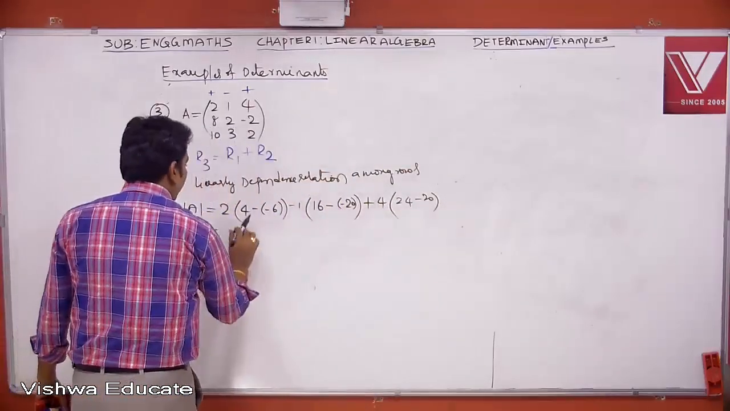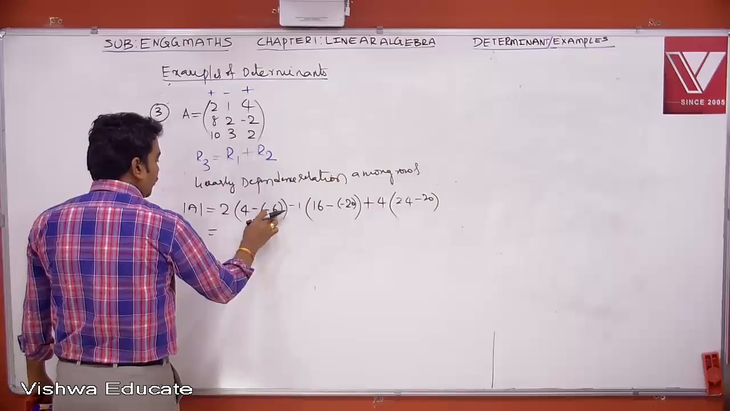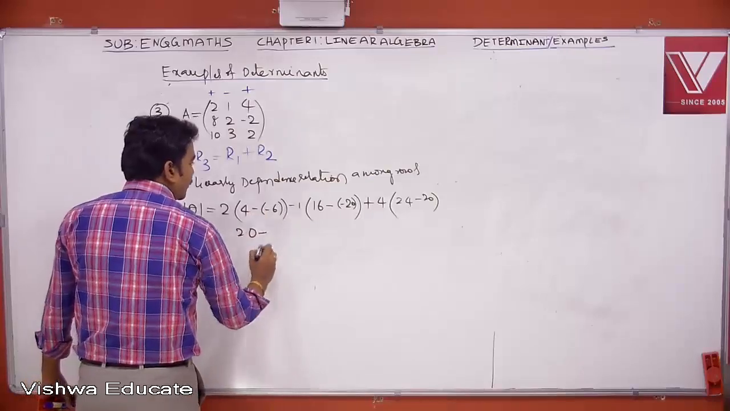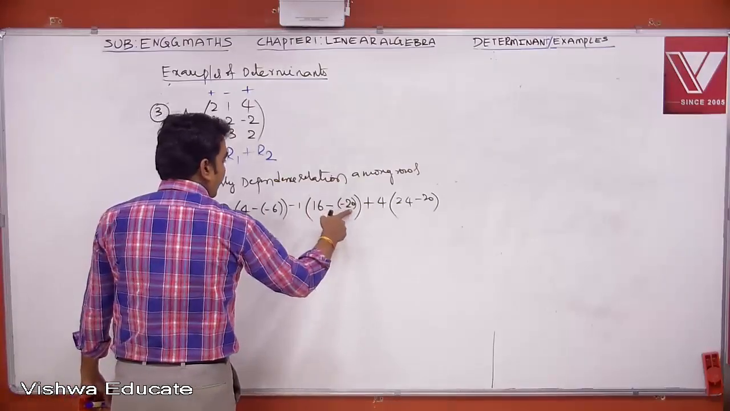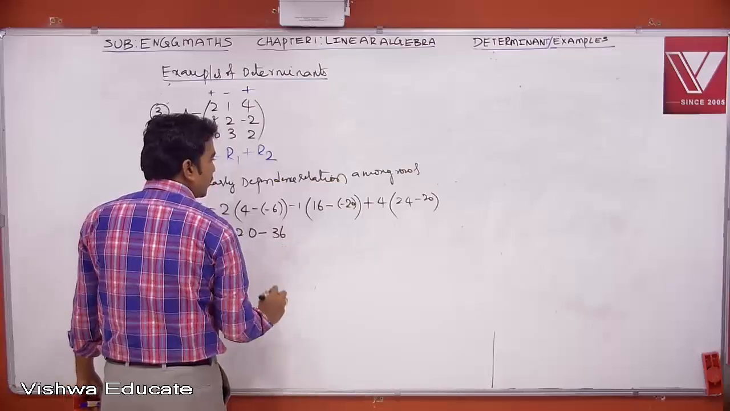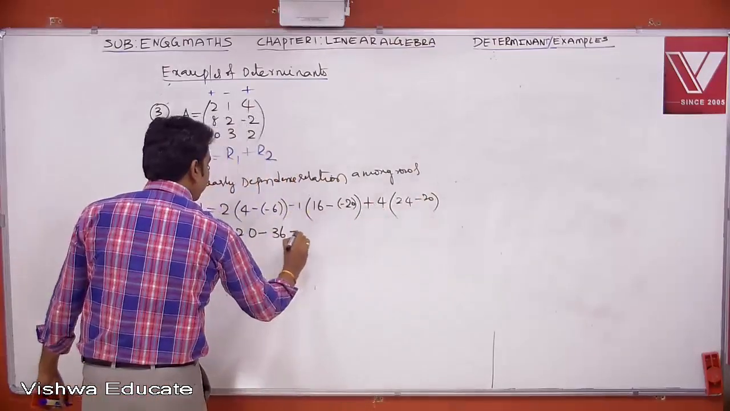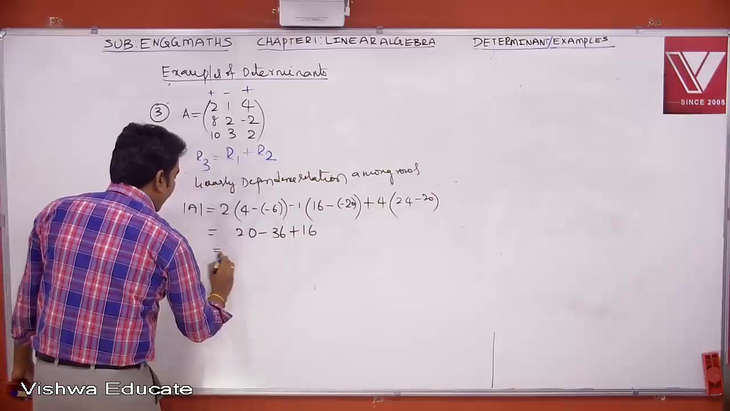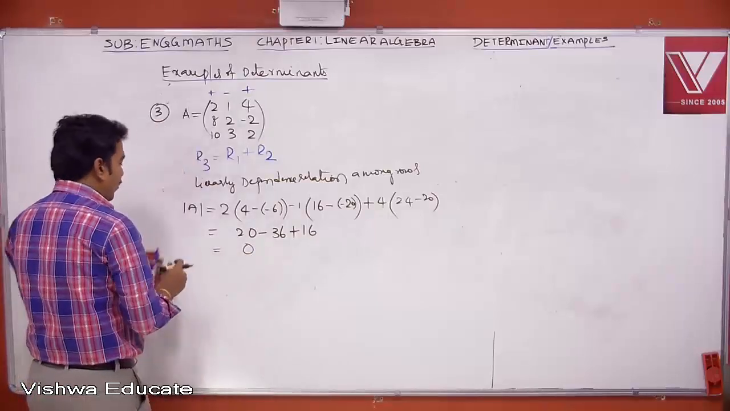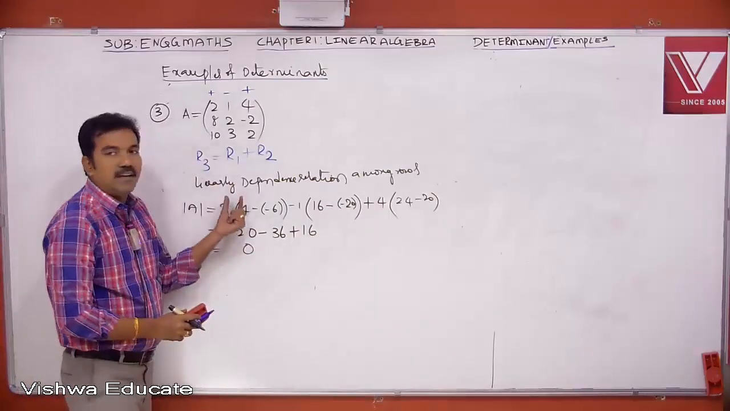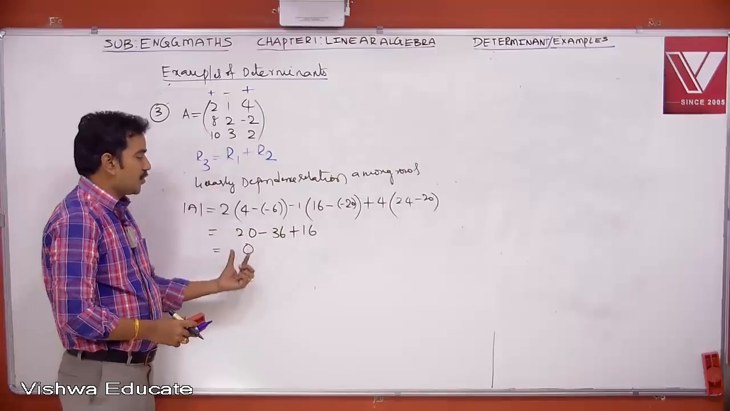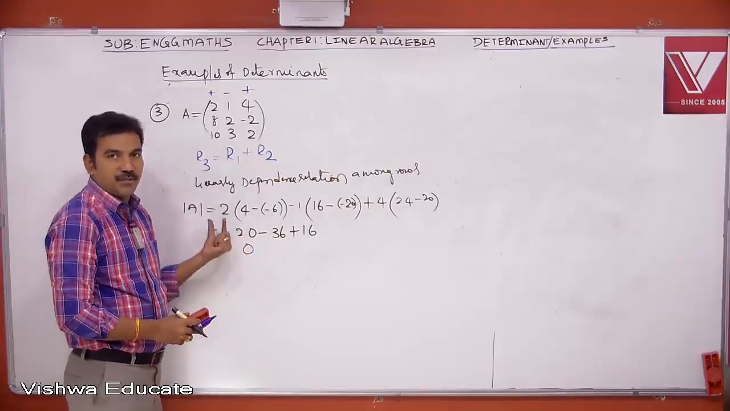Now therefore this is 2 into 4 plus 6, 2 into 10, 20. This is minus 16 plus 20, 36, minus 36. This one is 24 minus 20, 4, 4 into 4, 16. Therefore here the determinant value is 0. Therefore in this case we have a linear dependence relationship among rows, and therefore the value of the determinant is 0.